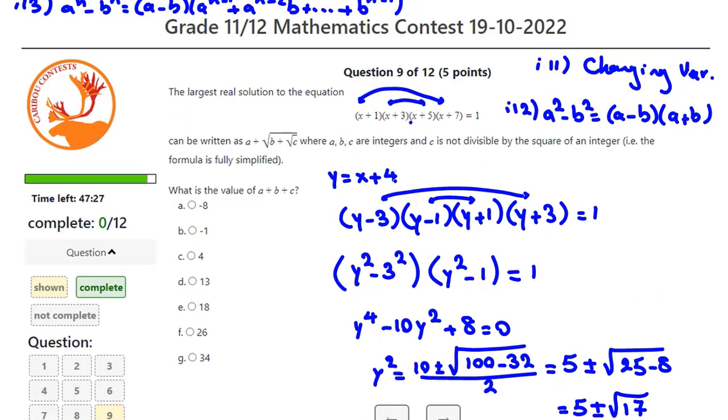Now the problem says what? The problem says find the largest root. Okay, so x is what? X is y minus 4.